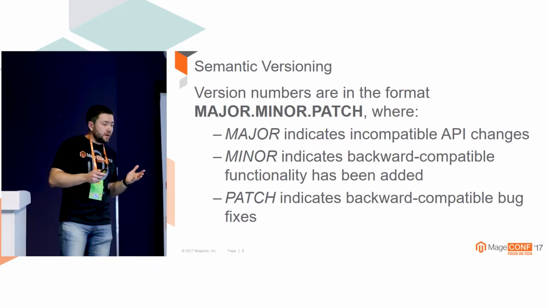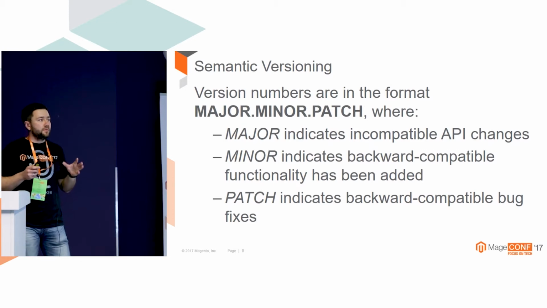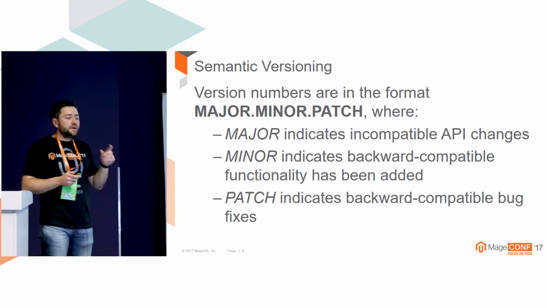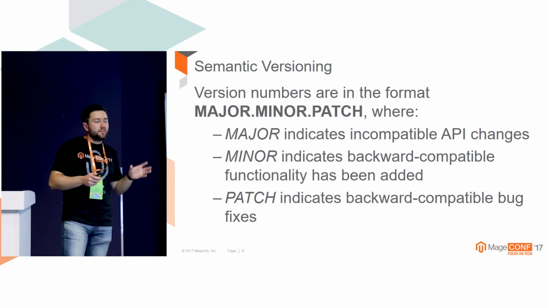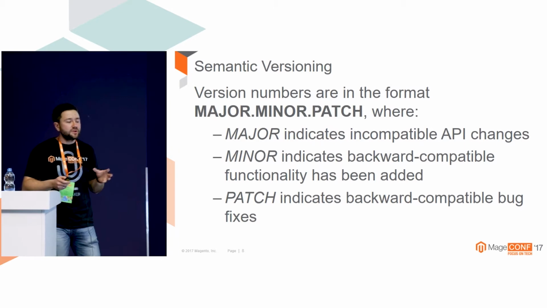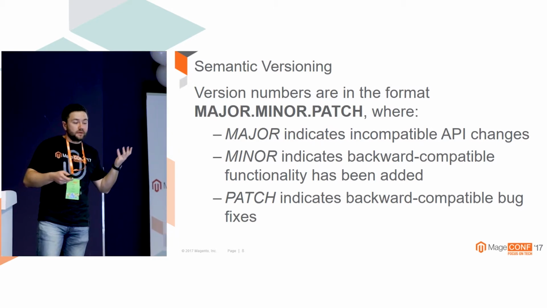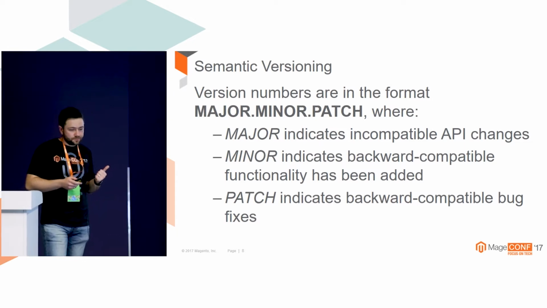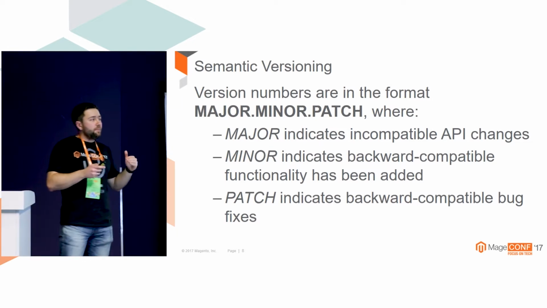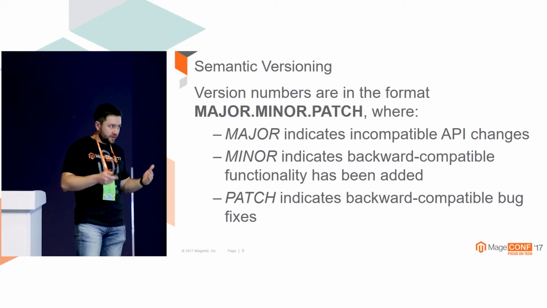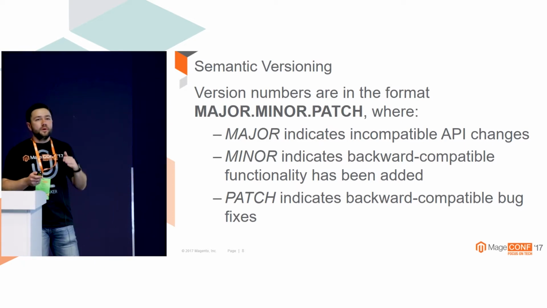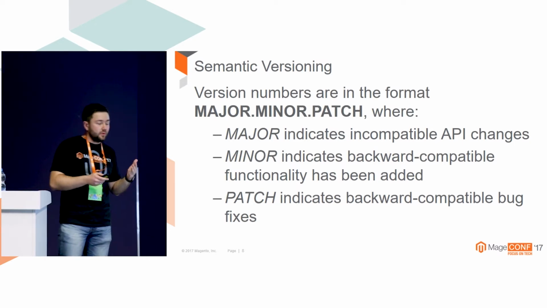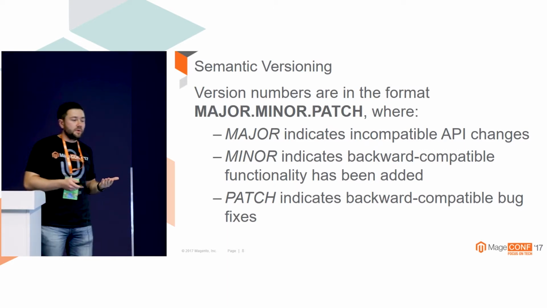And semantic versioning, I believe most of you are aware of it. We have 3 different versions: major, minor, and patch. Major indicates incompatible API changes, minor indicates that backward compatible functionality has been added, and for any other changes we make, we upgrade the patch version. Magento 2 follows semantic versioning, and each of our modules now has its own version compatible with semantic versioning.